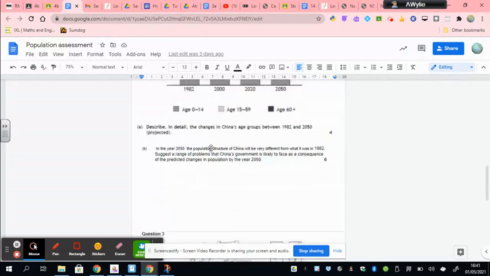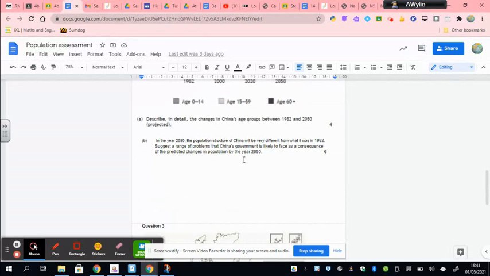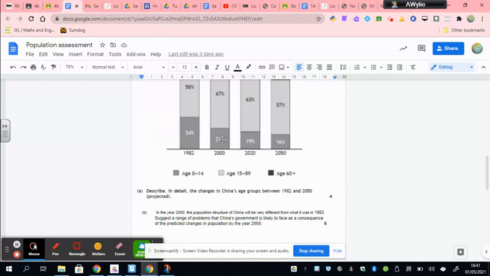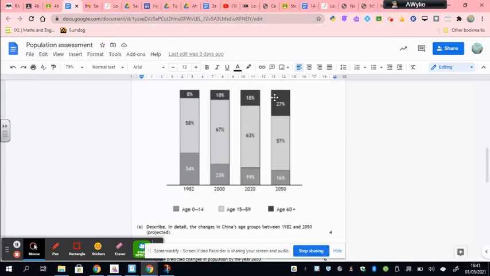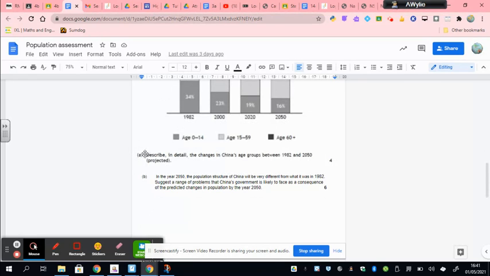Right, let's have a look at question B. Now, question B requires you to understand that China's population structure is clearly indicating a drop in the number of young people, a slight drop in the number of working age people, but the big issue is this big increase in the number of elderly. Now, you don't need to repeat those statistics because you'll have already done that in part A.